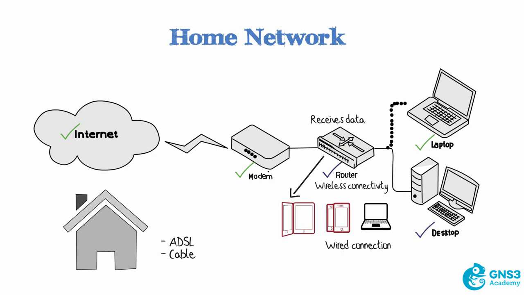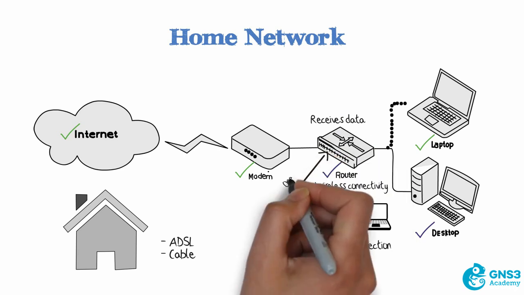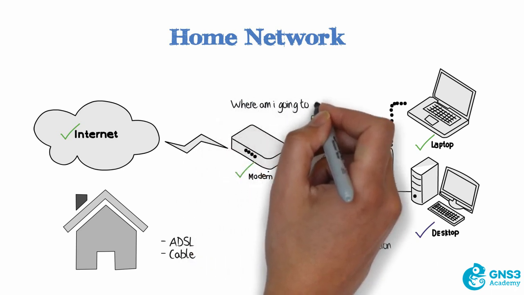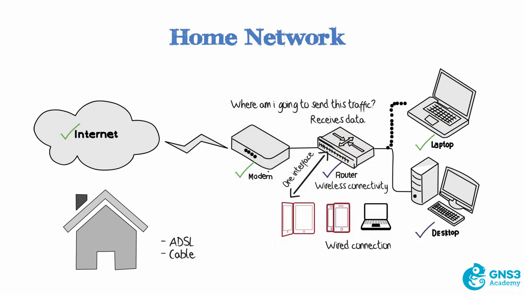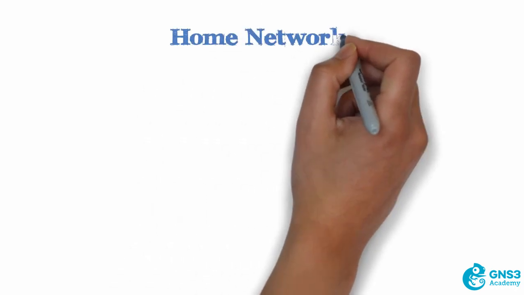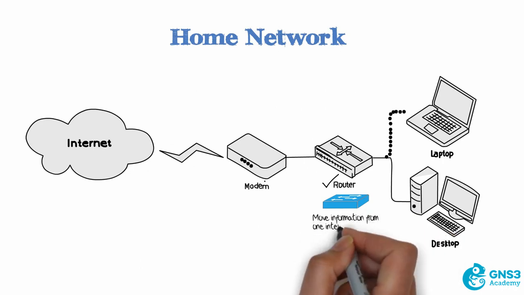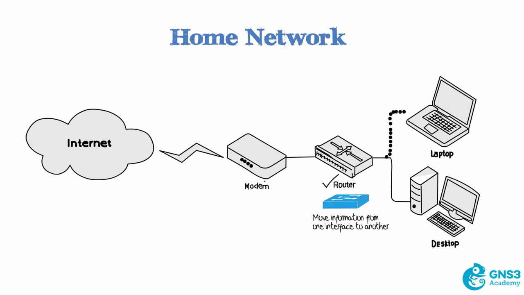So it may receive a message from your PC on one interface, and then it needs to make a decision. Where am I going to send this traffic or data? Do I send it onto the wireless network so that it can be sent to the laptop, or do I send it onto the internet because you're trying to access a website such as Facebook.com? At a very basic level, a router or other devices such as switches simply move data or information from one interface to another interface based on some kind of decision criteria.